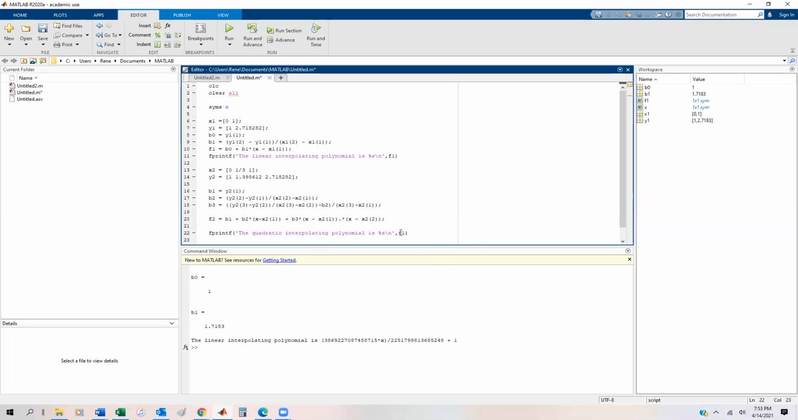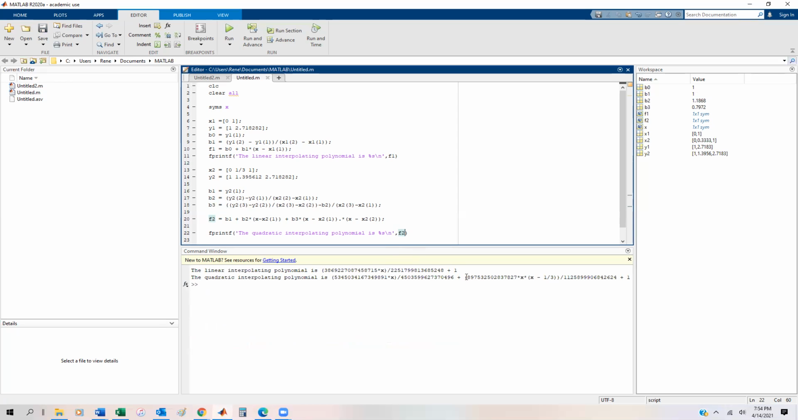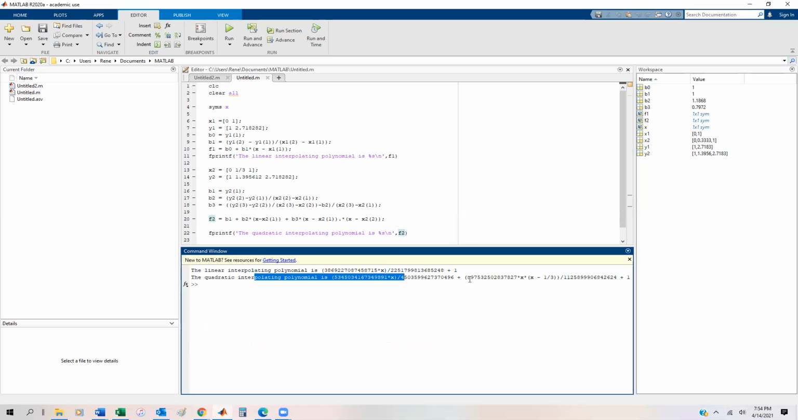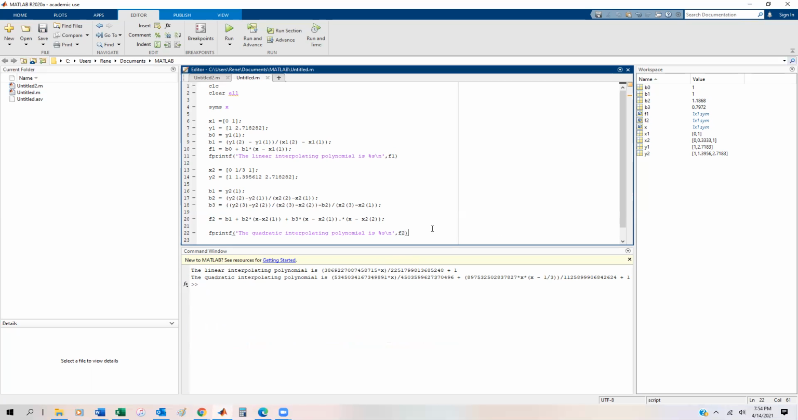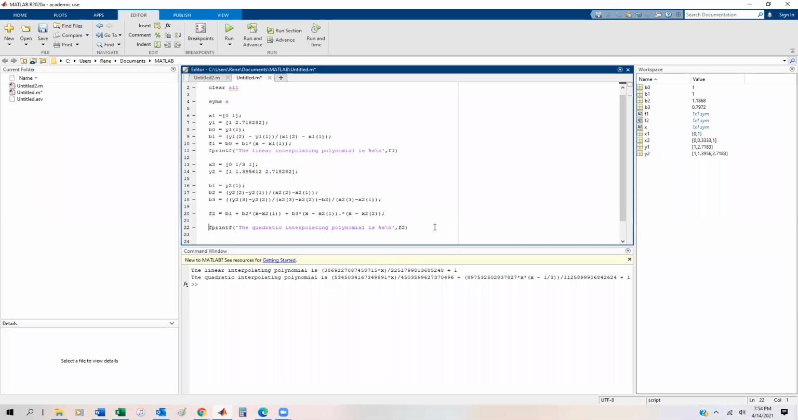Okay, so the quadratic interpolation is now F2. All right, so that all being said, we're going to run it, and we get this ugly thing right here. We have our linear, and then we have our quadratic. Looks pretty ugly. Now let's see what's going to happen if we try to estimate these.